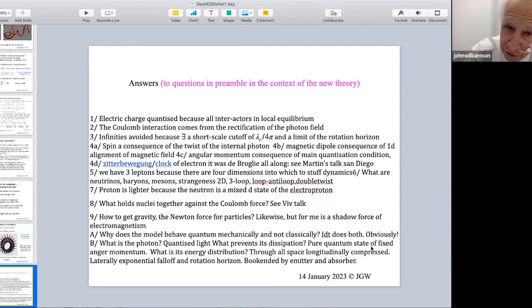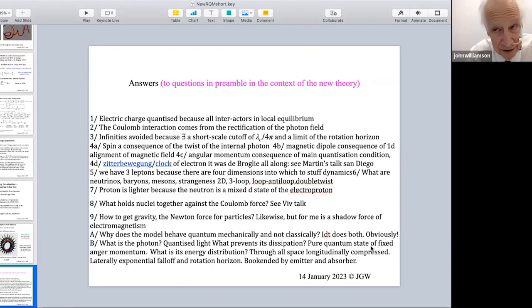The infinity is avoided because there exists a small-scale cutoff of lambda c over 4 pi and a limit to the rotation horizon, which means one can do integrals of fields which simply don't diverge. It was pointed out by Dirac in the third edition of his book that lambda c over 4 pi was, if one could invent a reason for it being that size, would give a quantum electrodynamics which made sense. So Dirac developed quantum electrodynamics at that stage, but he was never happy with finding quantum electrodynamics, and neither was Feynman, to be fair.